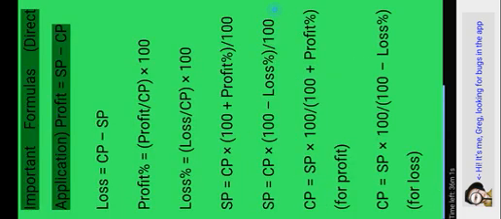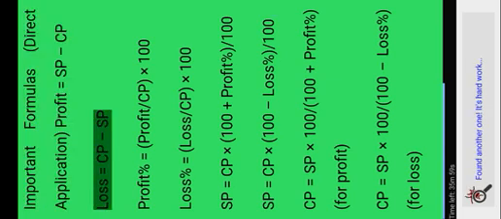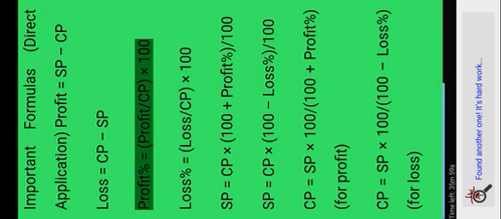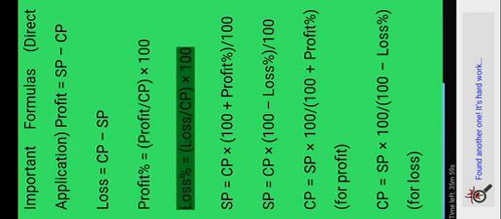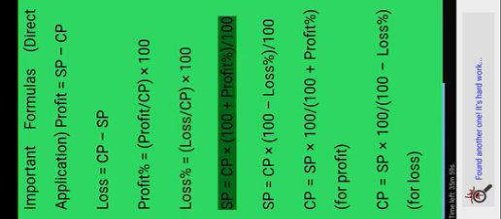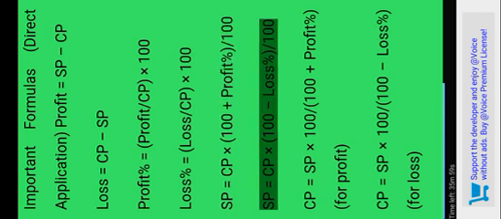Important formulas, direct application. Profit equals SP minus CP. Loss equals CP minus SP. Profit percent equals profit divided by CP, times 100. Loss percent equals loss divided by CP, times 100. SP equals CP times (100 plus profit percent) divided by 100.